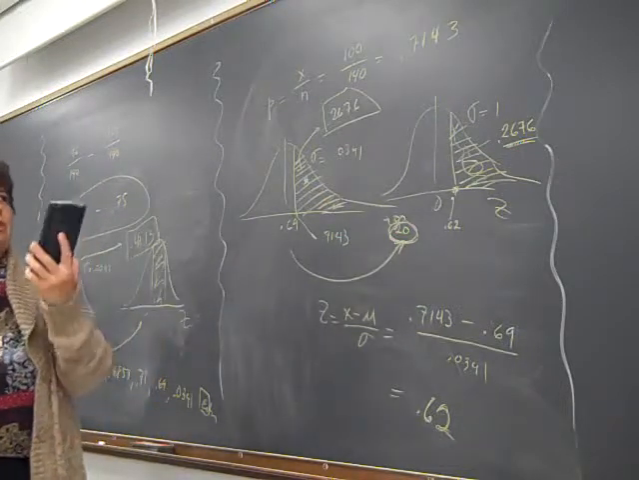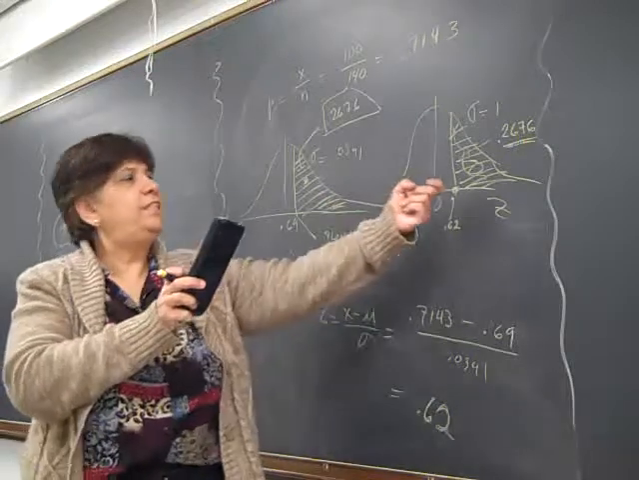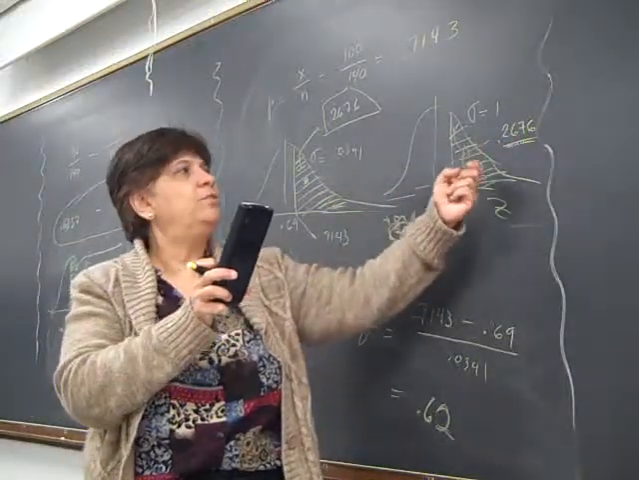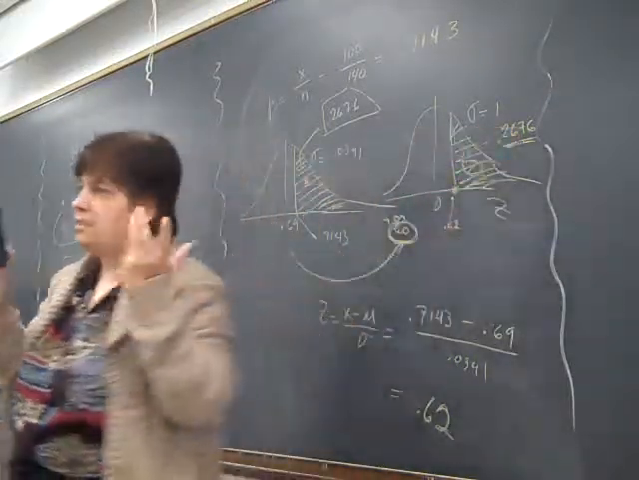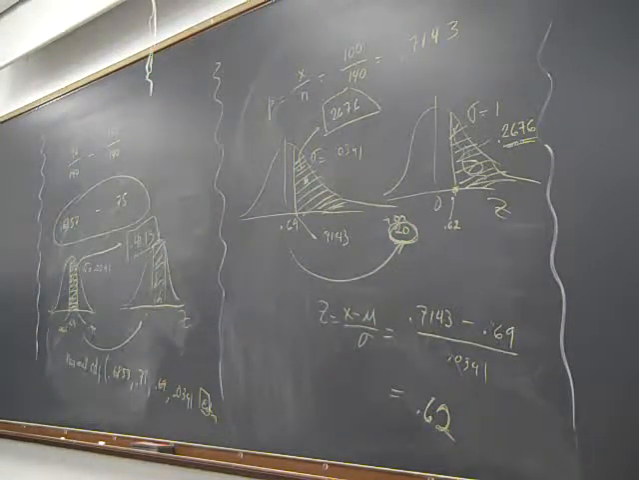So when you use the calculator, it gives you 0.2671 instead of 0.2676, but it's exactly the same thing. So yeah, you can use your calculator. Who has a TI-83? Does the TI-83 also have this function? Yeah. Okay, good.